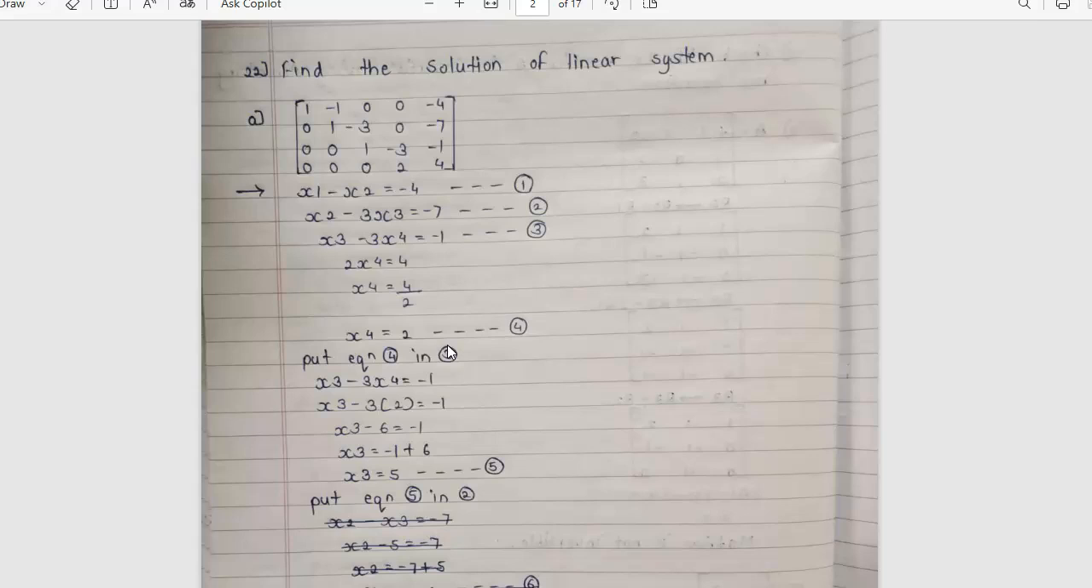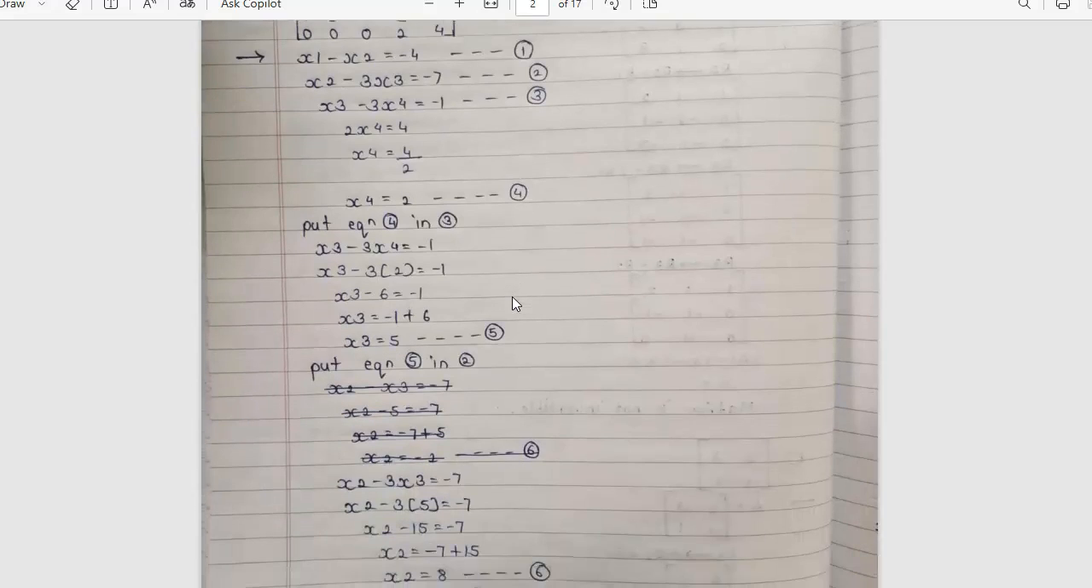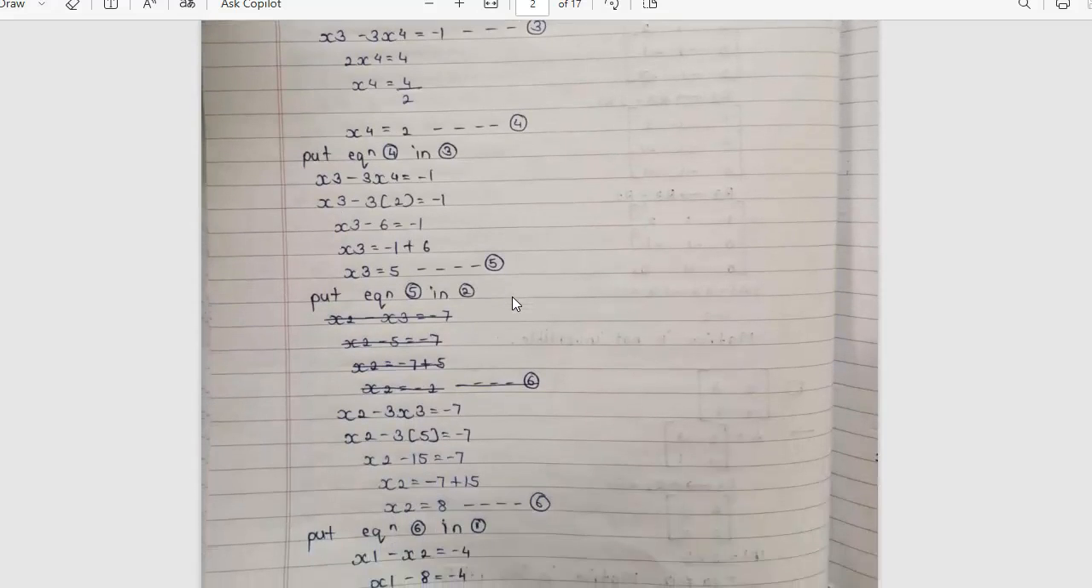So put the value of x4 in equation 3. x3 minus 3 times x4 is equal to minus 1, so x3 minus 3 into 2, that is 6, is equal to minus 1. So x3 is equal to minus 1 plus 6, that is plus 5. So the value of x3 is 5. Put that value of x3 in equation 2 to get the value of x2. 3 times 5 is 15, so x2 minus 15 is equal to minus 7. So x2 is equal to minus 7 plus 15, so x2 is equal to 8.